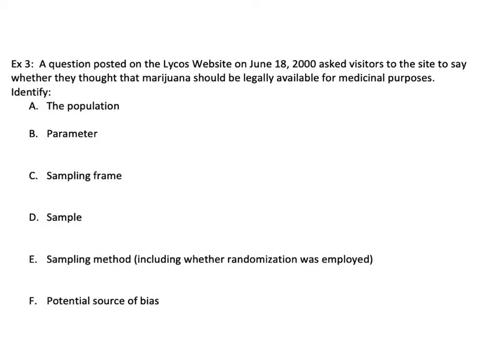So it's helpful for you to know what the Lycos website is. That's just a search engine. I believe it was actually created by Carnegie Mellon. All right, so if we're talking about a search engine that everybody uses, most likely the population here would be all US adults. And what is the parameter that they're measuring?